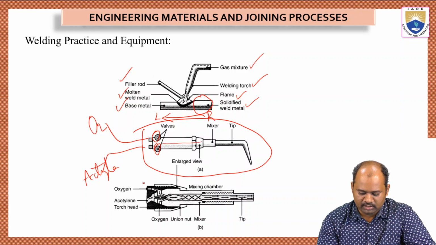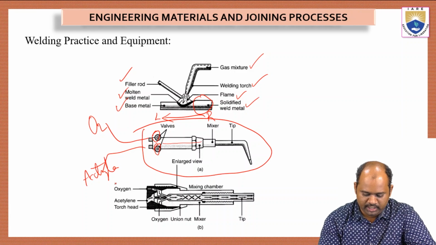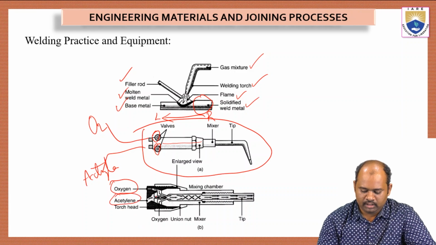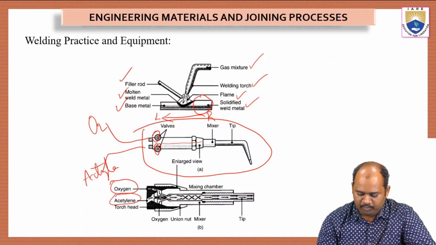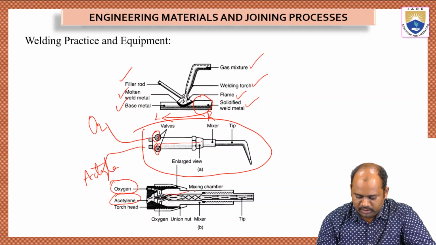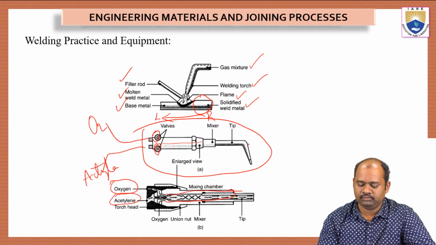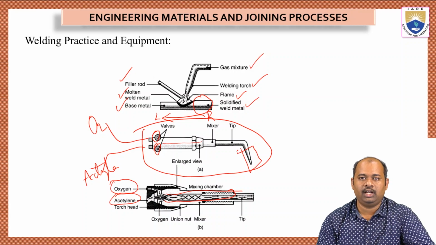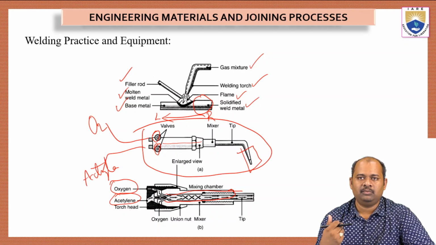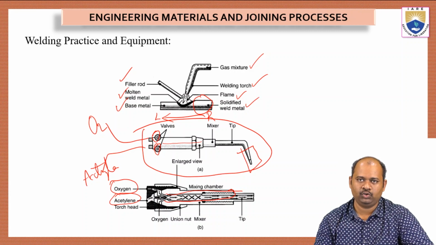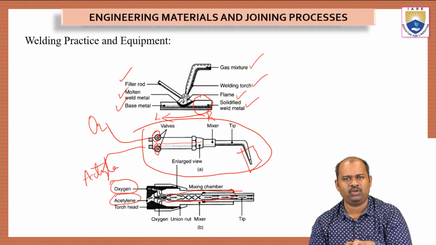We can actually see the cross section of this welding torch. Here oxygen is connected and here acetylene is connected. These two pipes are combined and they are mixed in a closed cylindrical chamber. Inside this chamber, these two gases are mixed and sent into the welding torch tip, and at the tip we make the gases burn so that we can form a continuous flame. So this is how a welding torch works.